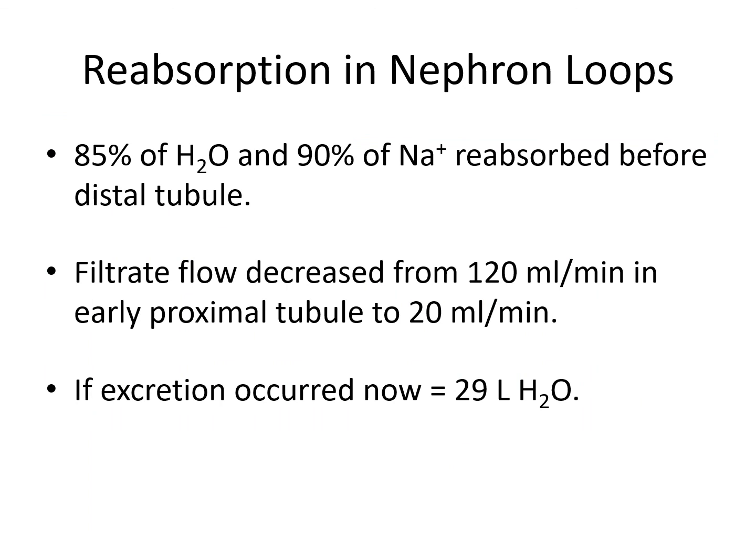About 85% of water and 90% of sodium is reabsorbed before the distal tubule. Okay. The filtrate flow decreases from 120 milliliters per minute in the early proximal tubule to about 20 milliliters per minute. So it goes much slower for the active reabsorption to occur. Now, at this point in the nephron loops, if excretion occurred now, we'd still be producing 29 liters of urine, which is kind of a lot. Okay, it's a lot better than 180, but 29 is still a lot. So fortunately, we have the rest of the nephron to conserve the water.